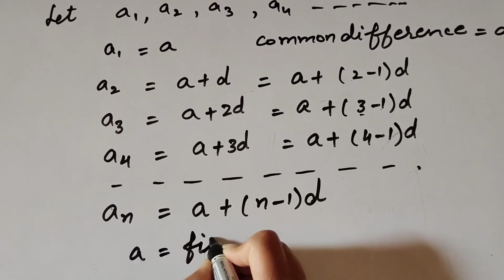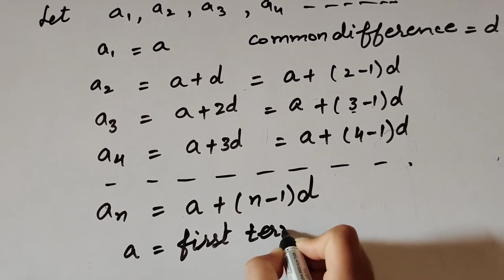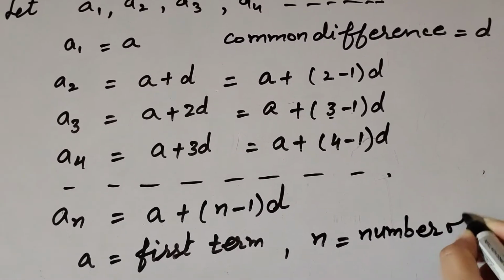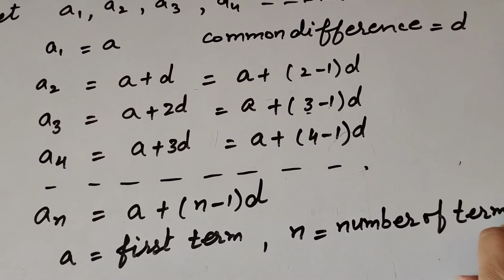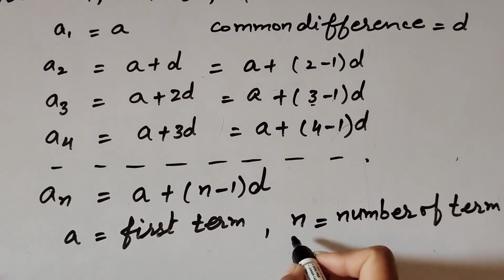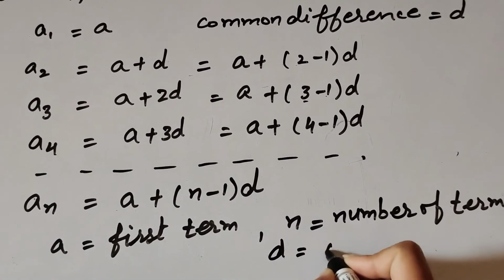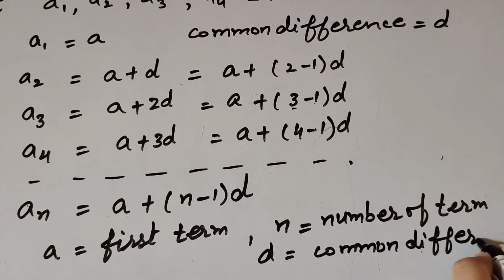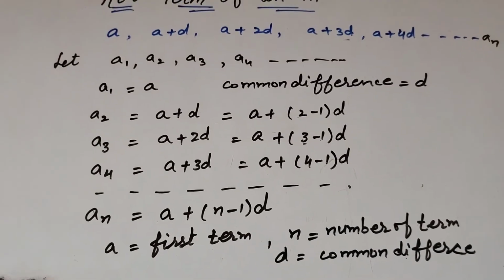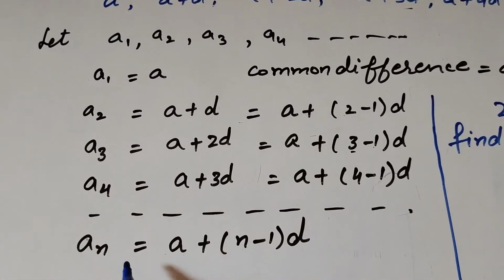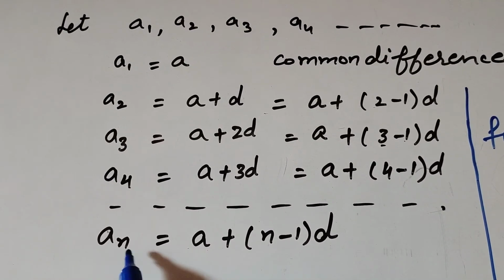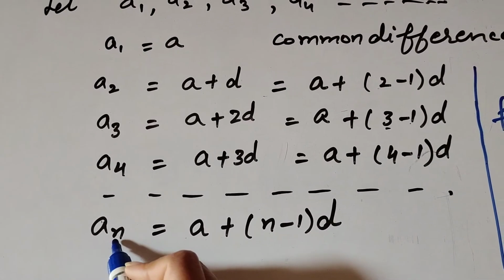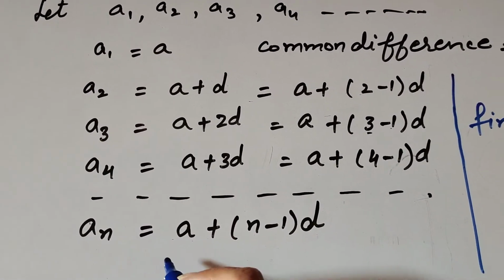In this, a is equal to the first term, n is equal to the number of terms, and d is equal to the common difference. So by using the generalization of an AP series, an equal to a plus n minus 1 d, we can easily find any term, where n is the number of the term.